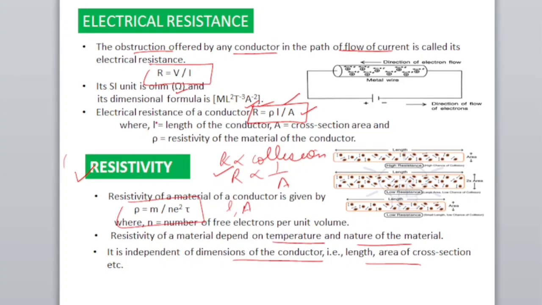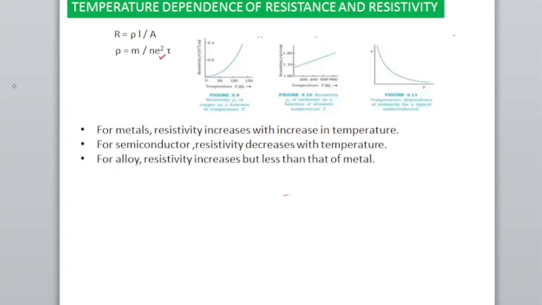How do this resistance and resistivity depend on temperature? Temperature dependence of resistance and resistivity. You know the formula for resistance is what? R equal to rho L by A, and resistivity is rho equal to m by N e square tau. So R is directly proportional to rho, and both are inversely proportional to N tau, since the mass of the electron is constant and the charge of the electron is constant. N is the number of electrons per unit volume, tau is the relaxation time.